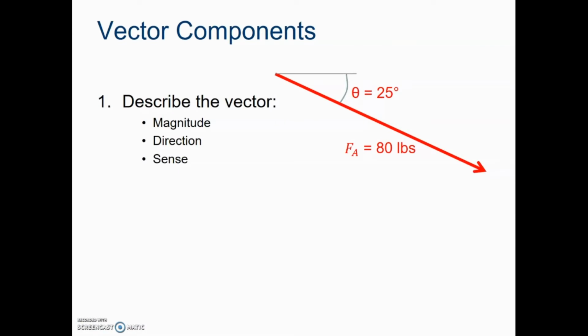First thing, let's just talk about how to describe the vector. We already mentioned before, we need magnitude, direction, and sense when talking about a vector. So in our case, the magnitude of our applied force is going to be 80 pounds. The direction is going to be 25 degrees clockwise from the positive x-axis. And my sense, it feels like, is going to be right and down.